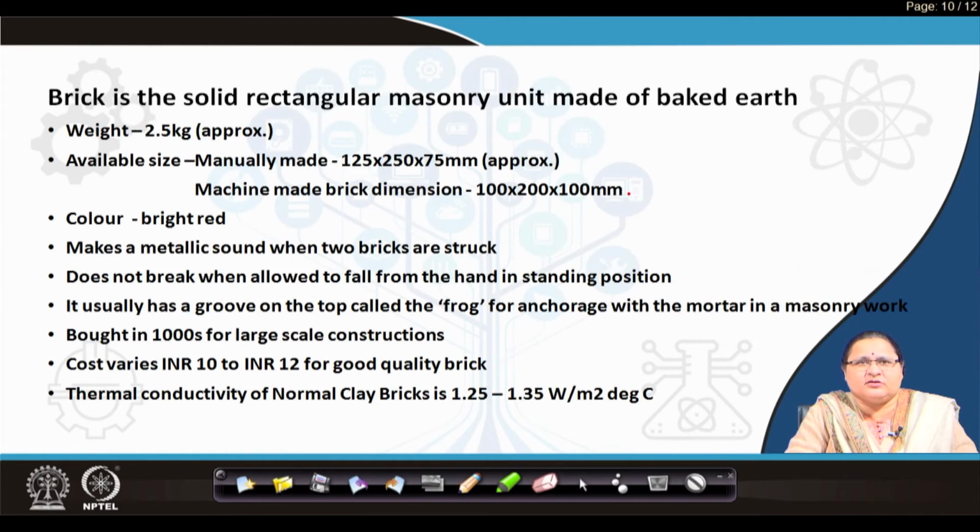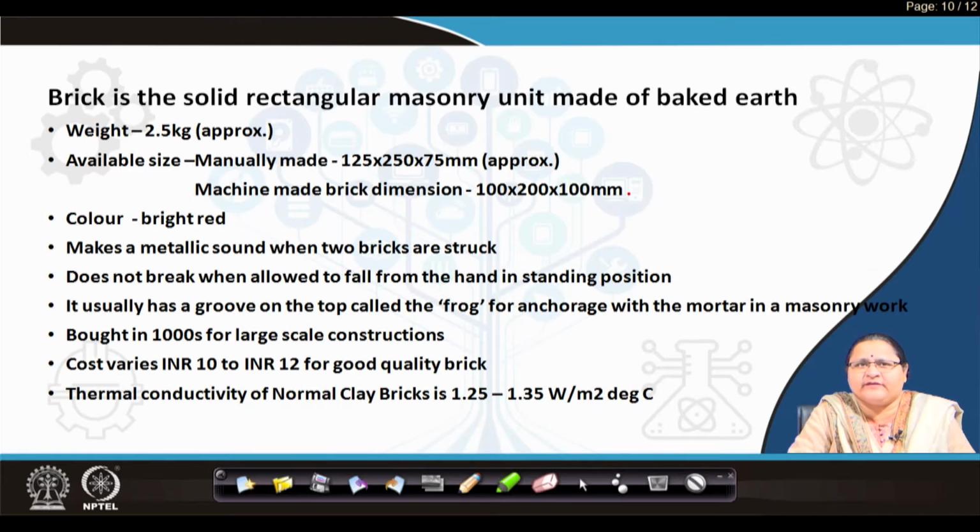So, let us look into more specifically what brick is. Brick, as you understood the composition, is a clay product. It is a solid rectangular masonry unit made of baked earth.